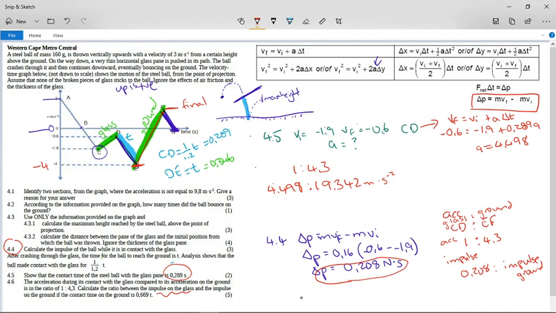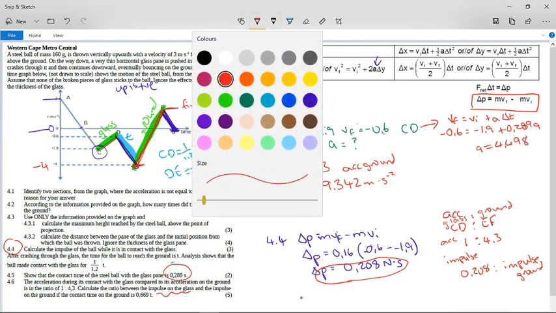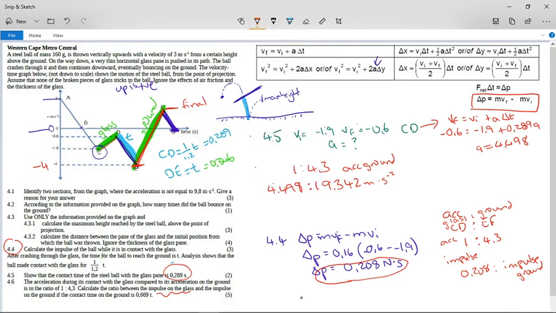So now we've got the acceleration on the ground, and you can see this makes sense. The slope of this graph is much steeper than this slope, so it makes sense that it's this bigger number of 19. Now it says calculate the ratio between the impulse on the glass and the impulse on the ground. So we want to be using this delta P formula. Remember this delta P formula. We want to find the delta P for the ground. If we find the delta P for the ground, we need to find the final velocity over here because we don't have it.